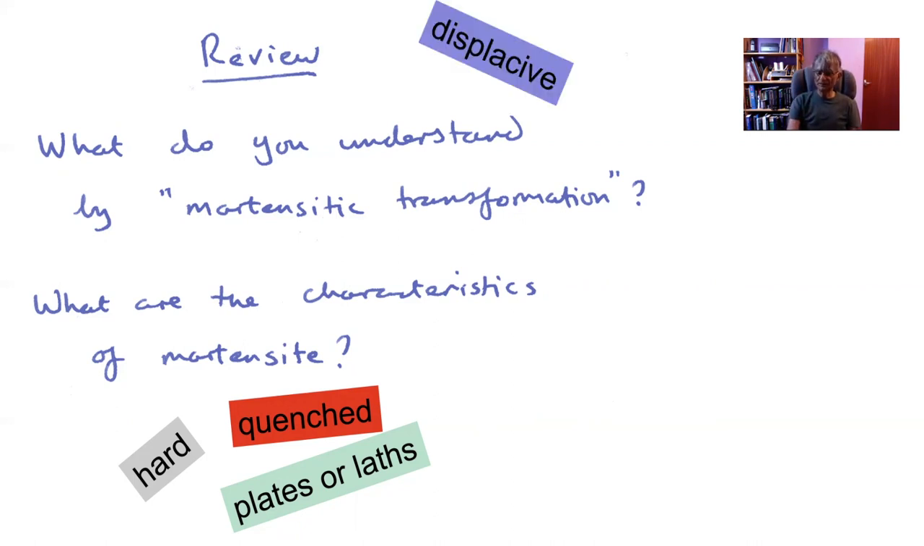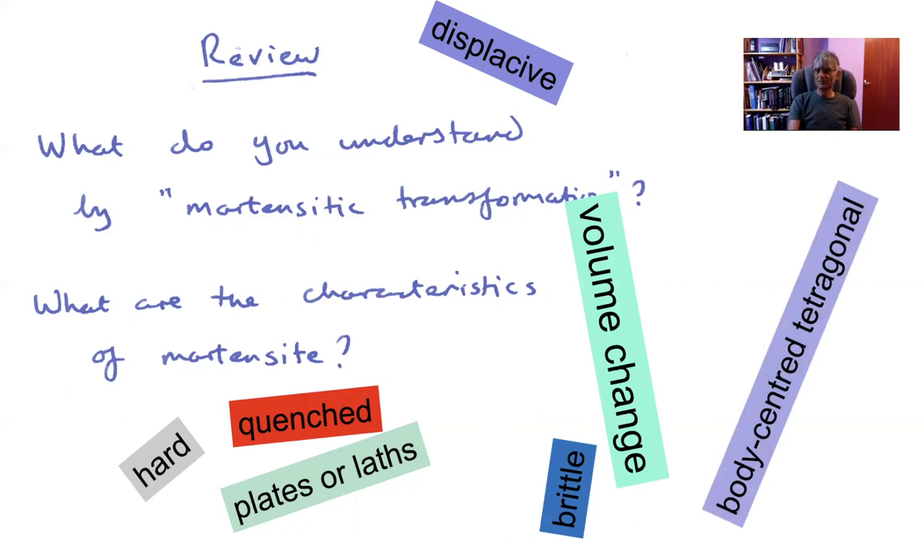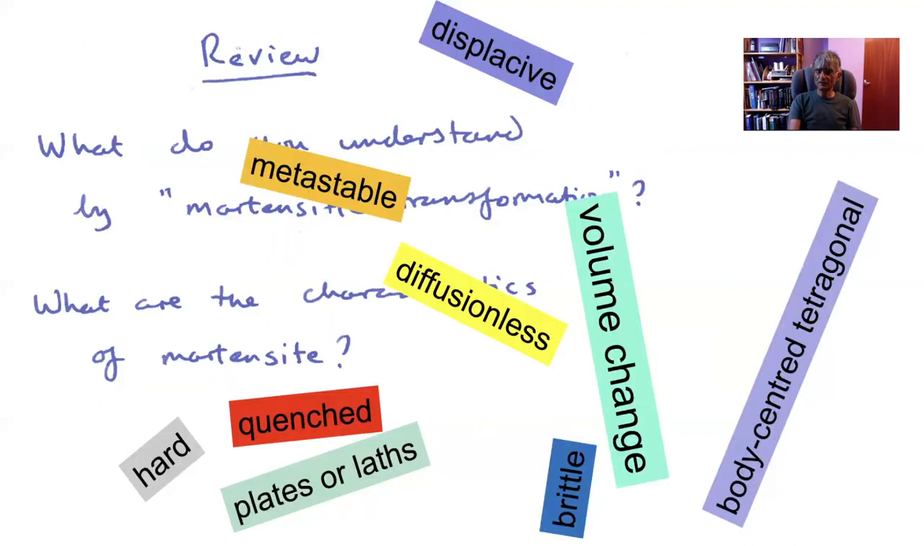The transformation is displacive, and we'll go into a bit more detail on what this actually means. There is a volume change, and martensite is brittle until it is tempered, usually. Body-centered tetragonal, metastable, diffusionless, and so on. Now, some of these ideas which come from brainstorming about martensite are not quite correct, and some of them are not unique to martensite. So we'll first describe the characteristics of martensite and then continue to try and explain them.